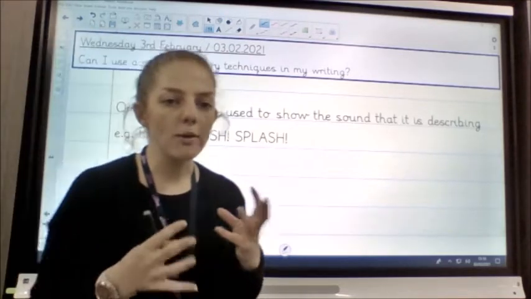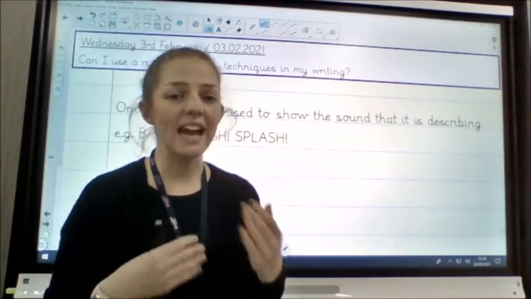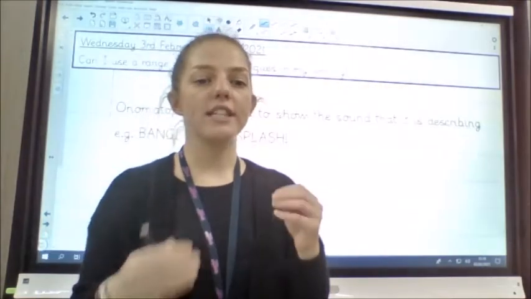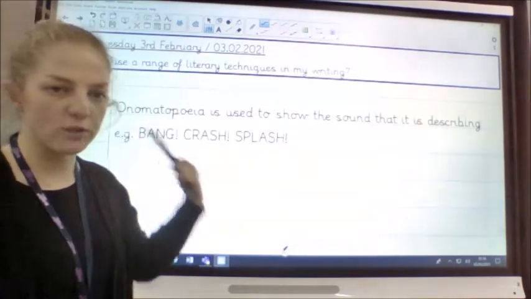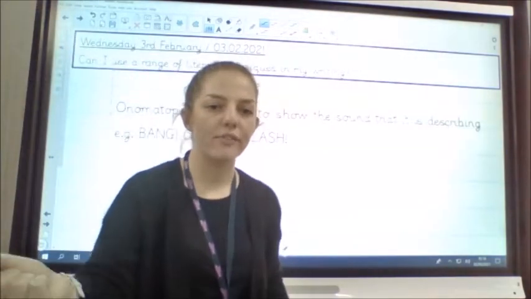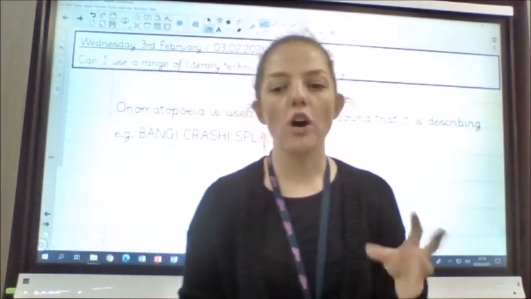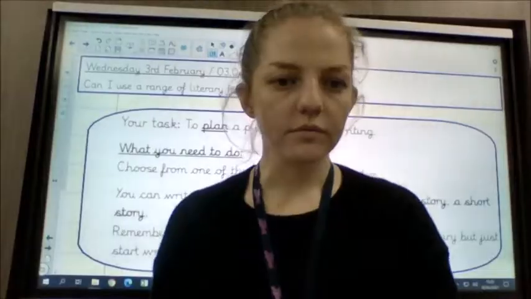And the word onomatopoeia, it's a technique that shows the sound that is being described. So bang, crash, splash, wallop, biff. They are all examples of onomatopoeia, okay?